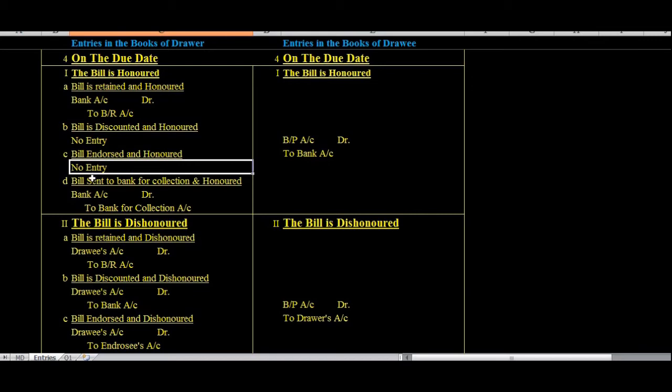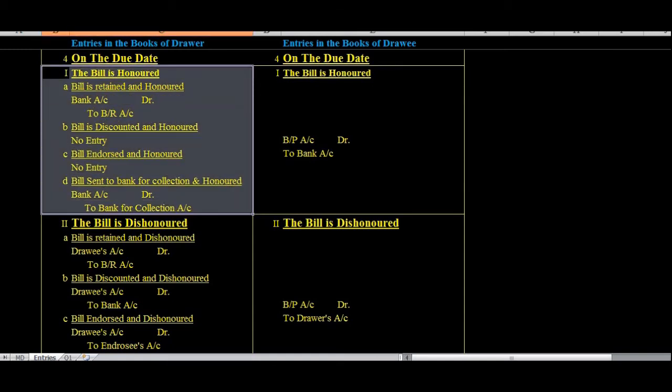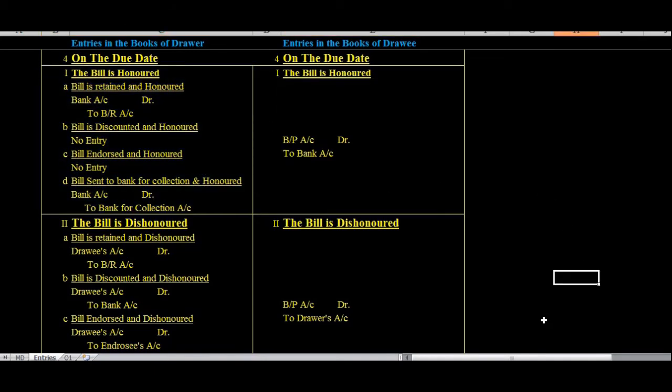Alright. Now, if the bill is sent to bank for collection and honored, we receive money and this time who gives us? Bank for collection. So the journal entry would be bank account debit to bank for collection account. Okay. Now, in the books of drawer, because there were 4 possible treatments, any one of these 4 entries will come. However, for a drawee, it is a simple transaction. Bill comes in, money goes out. So a simple journal entry, bills payable account debit to bank account. That's it.